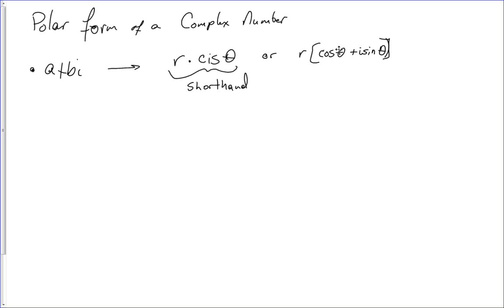You may see this form on a test, so you need to be able to recognize the longhand form of it. But if I ask you to write this, it's perfectly okay to just go ahead and write me the shorthand version. All right? Now, so how do we get these numbers? Well, let's look at our formulas.